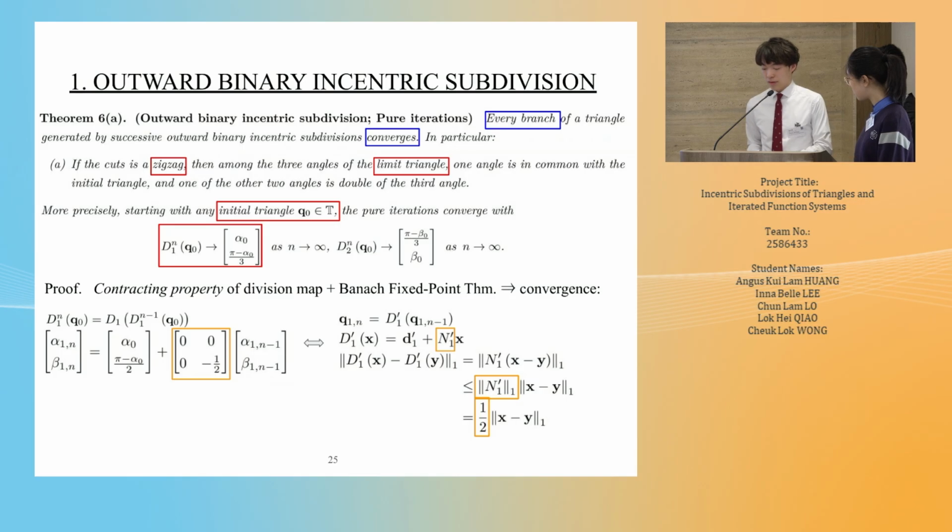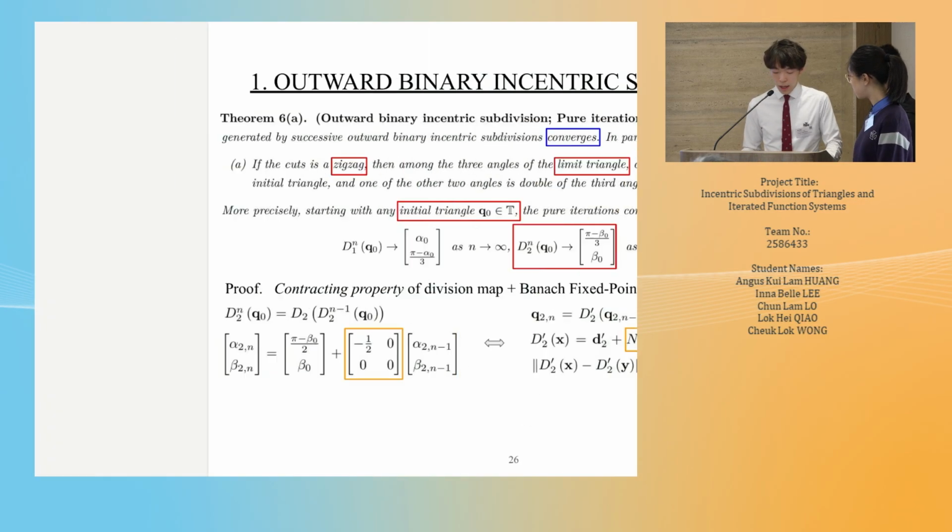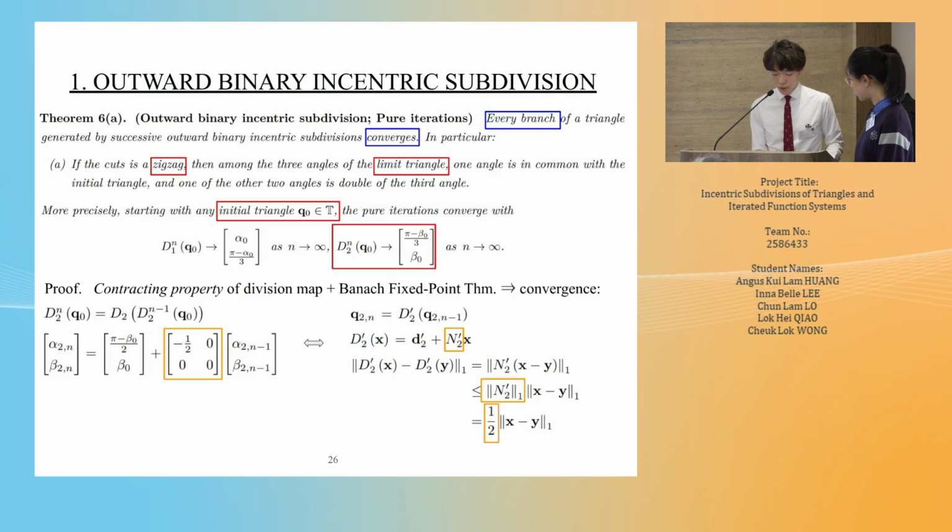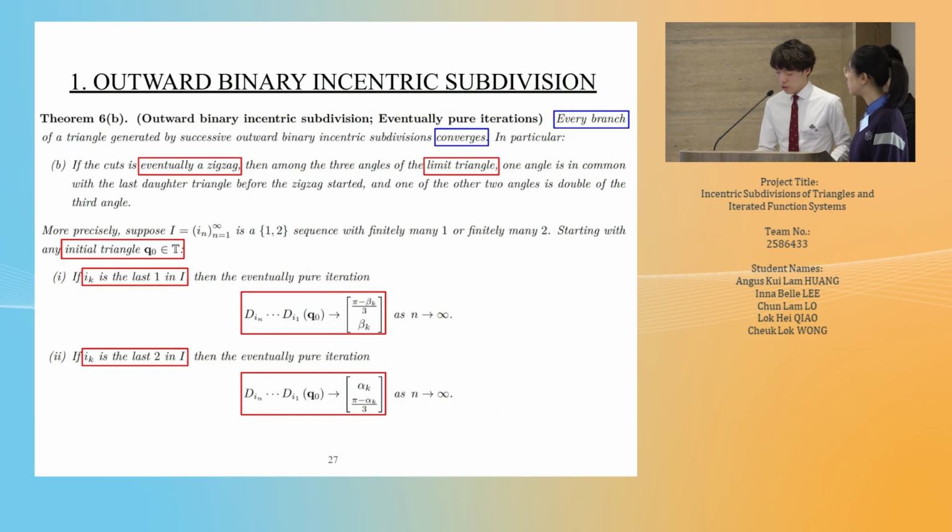The matrices governing the zigzag case are this matrix with one norm, 1/2, and this other matrix also with one norm, 1/2. Then the convergences of these pure iterations follow from the Banach fixed point theorem. The eventually zigzag case corresponds to eventually pure iterations, so it is a simple corollary.